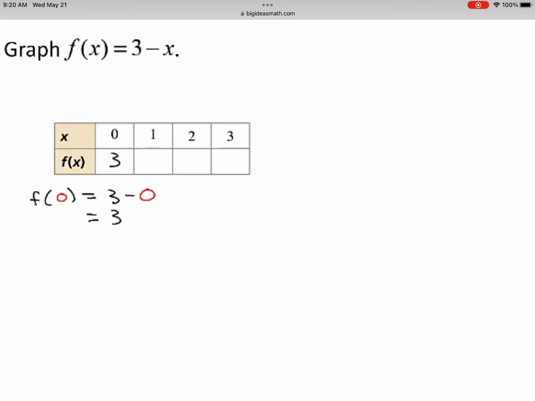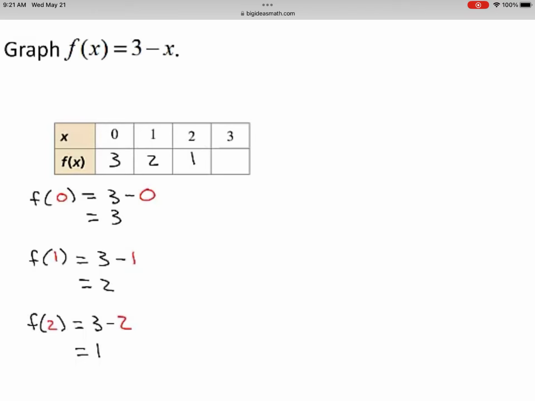To find the value of f of x when x equals 1, substitute 1 for x in the function. 3 minus 1 equals 2, so f of 1 equals 2. So when x equals 1, f of x equals 2. To find the value of f of x when x equals 2, substitute 2 for x in the function. 3 minus 2 is 1, so f of 2 equals 1. So when x equals 2, f of x equals 1.